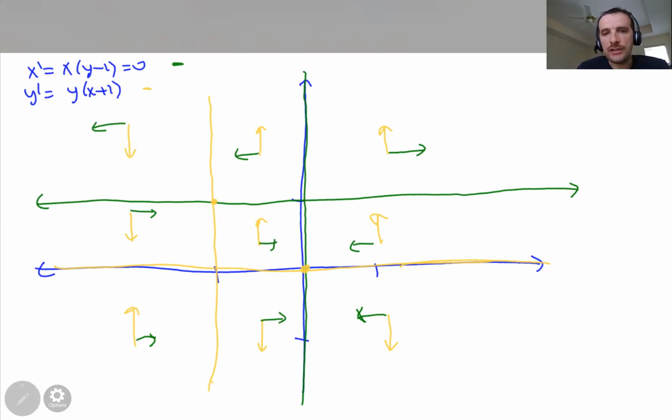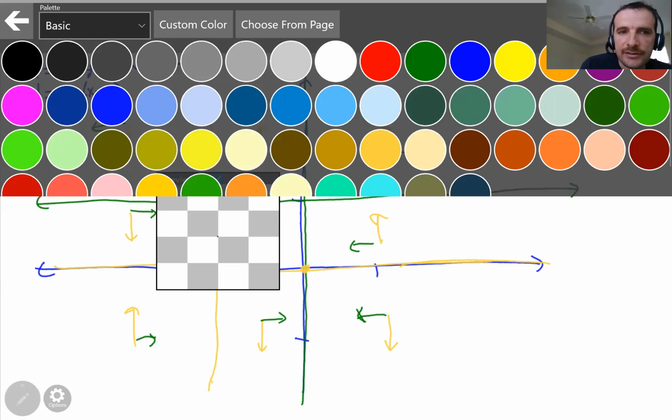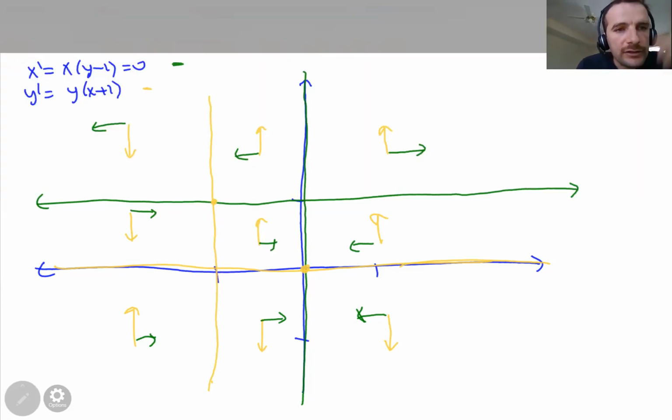Now, what about on the null lines? Remember, on the null lines, for example, let's start with the x prime null line. For the x null line, whenever x prime is 0, remember, x is not changing. So the only change is happening vertically then. And here, on this vertical null line, the only change should be vertical.